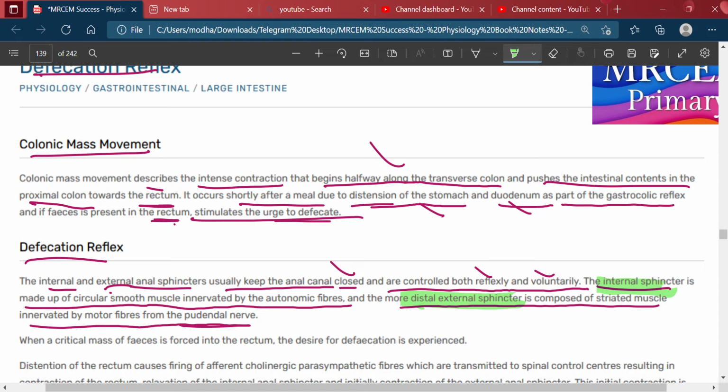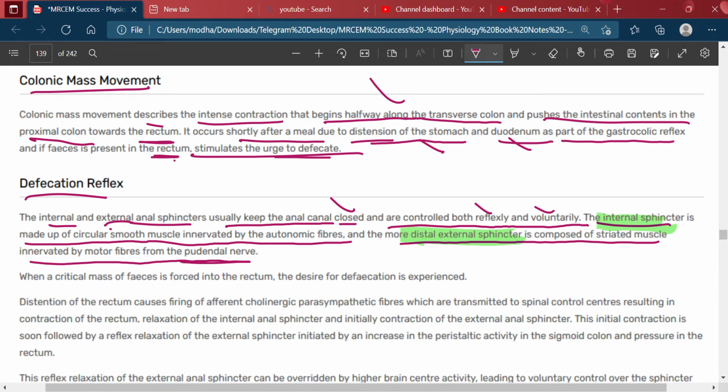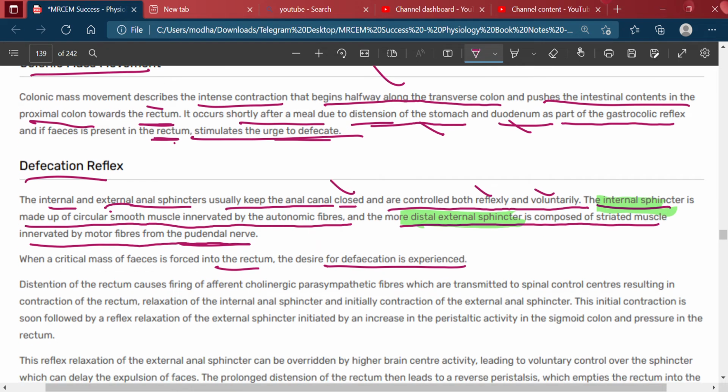Now when a critical mass of feces is forced into the rectum, the desire for defecation is experienced. Distension of the rectum causes the firing of afferent cholinergic parasympathetic fibers, which are transmitted to spinal control centers, resulting in the contraction of the rectum.